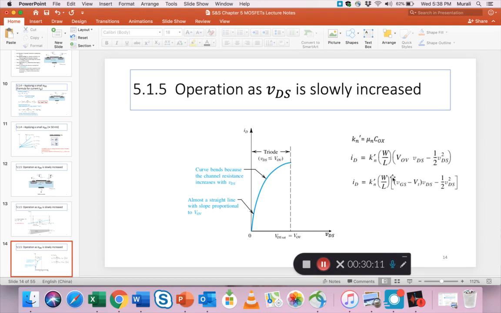power, and this is the formula. This is similar to what we just saw previously, but we write it in this way to show the square effect. Okay. All right. So there are two variations of this. One of them writes it with a VOV, the other writes it with a VGS minus VT. Okay.